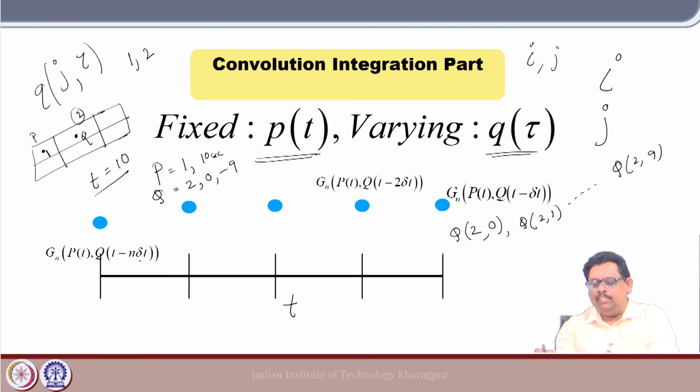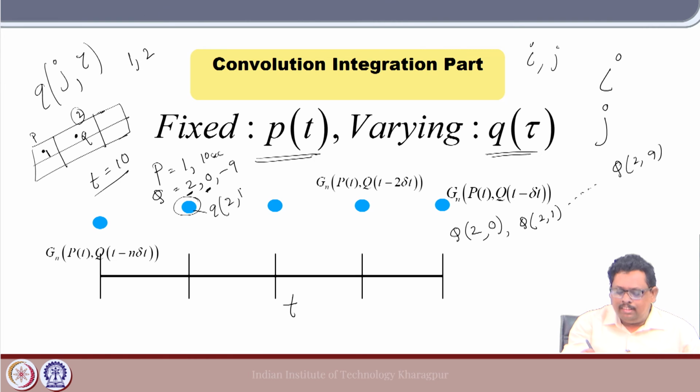Then I have to compute the value of Gn at q equal to 2 and tau equal to 0. Then you have the next point, q equal to 2 comma 1, then the point corresponding to q equal to 2 comma 2, and it goes on in that way, right. And then you need to integrate the entire curve from 0 to 2.